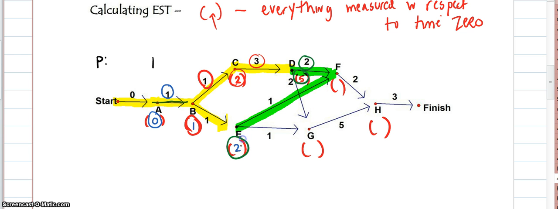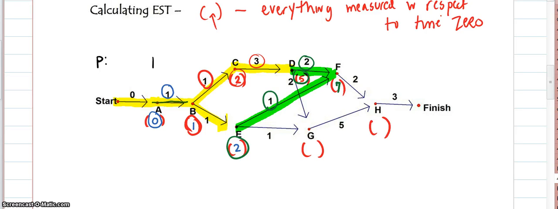Versus it takes 2 days to get ready to do job E and 1 day to actually do job E. So the earliest start time for that would be 3. I'm deciding, do I put a 7 here or a 3 here? Well, you always go with the larger of the two numbers, because you cannot start job F until the slower people finish their job. So we have to wait for job D to be completed.